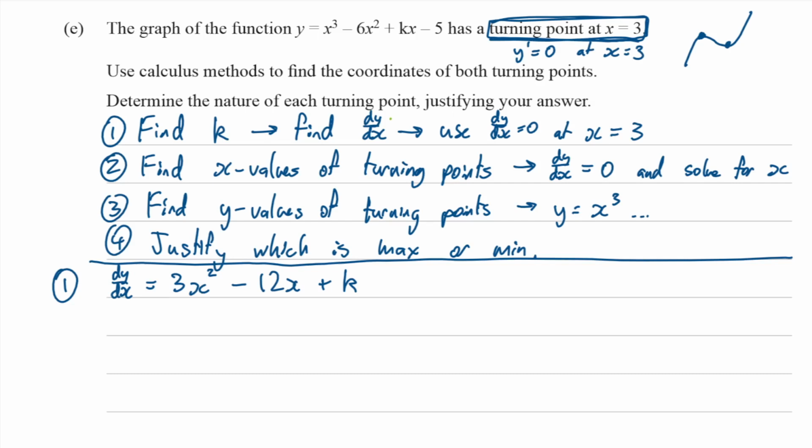Alright, so we found the derivative. We now need to set the derivative equal to 0 when x equals 3 to find k. Right, and why we are doing that is we were told that there is a turning point, in other words, the gradient is 0, when x equals 3. So we set the gradient to 0, put in x equals 3, and you'll see we're left with one equation, and the only unknown is k. So let's solve for that.